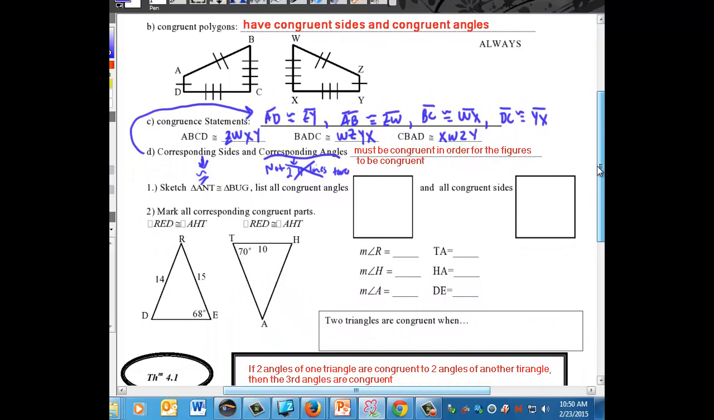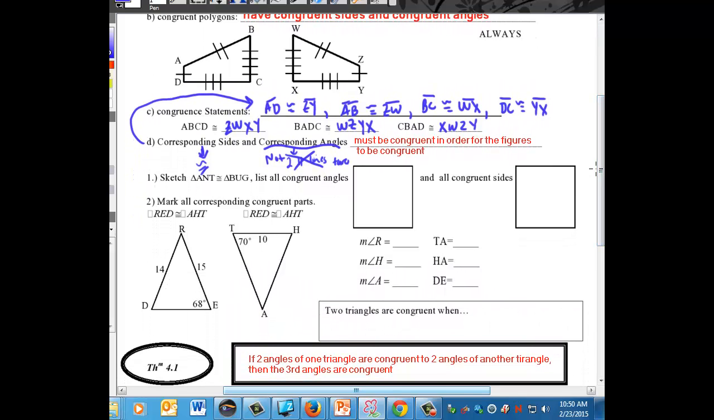Alright, move down below. They want us to sketch triangle ANT, and they say that it's congruent to triangle BUG, and we're going to list all congruent angles and list all congruent sides.